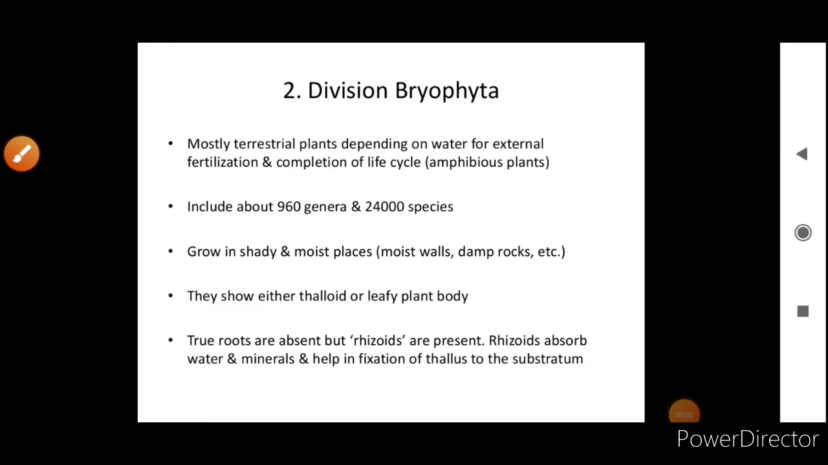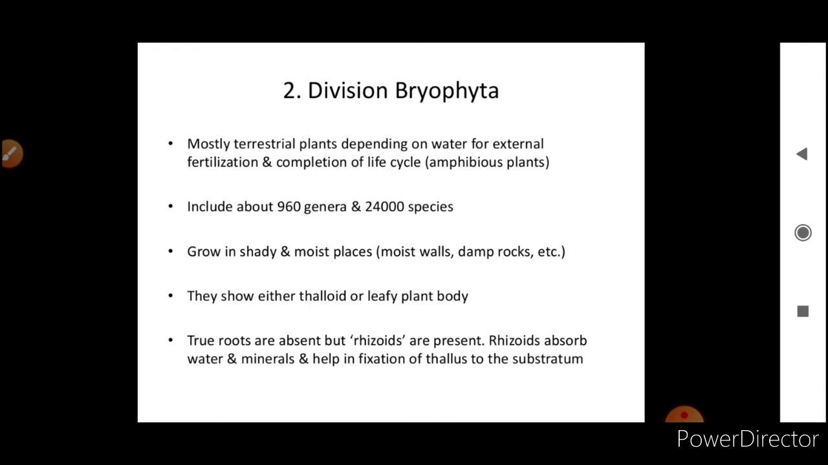So now we're going to take some basic characteristics of the division Bryophyta. We have already discussed the basic concepts of Bryophyta. Now some important points I've listed in these slides, so pay attention. Mostly they are terrestrial plants depending on water for external fertilization and completion of life cycle. That's why they are called amphibians of the plant kingdom.